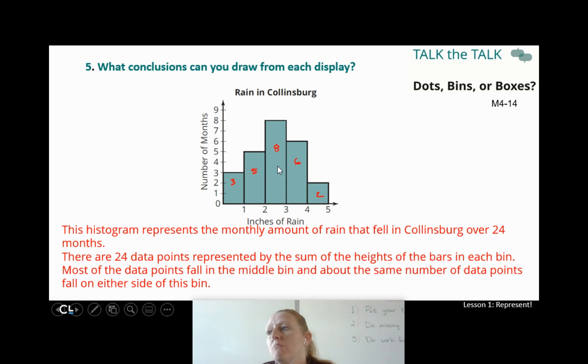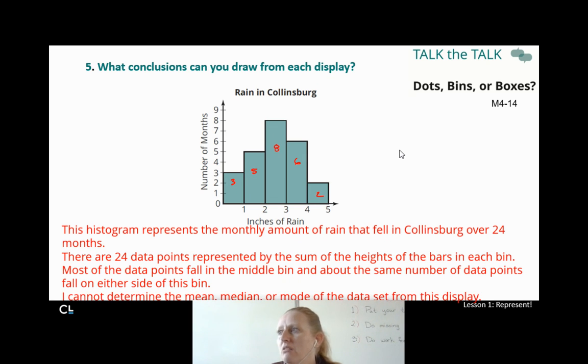And I noticed that most fell in the middle bin. Like most of the months, we have more months in the middle bin than in the others. And then it kind of slid down roughly the same number, right? 3 and 5 is 8, 6 and 2 is 8. So it looks like we've got 8 on this side and 8 on that side, but we also have 8 just smack in the middle. I can't really determine the mean, median, or mode here because I don't have the specific numbers, do I? But still, it's useful in its way.